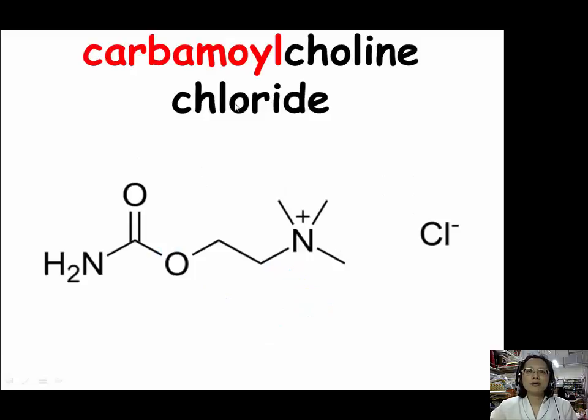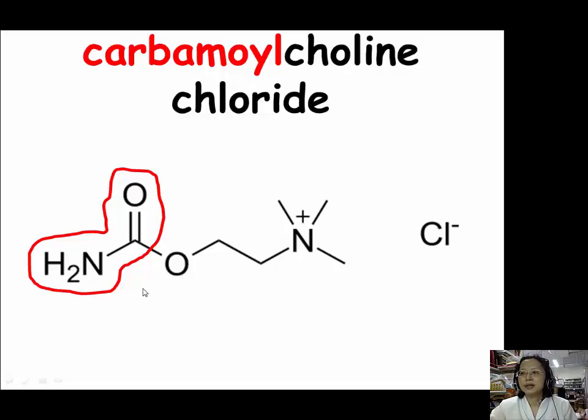Let's see our example. Our example for carbonyl is carbachol, carbonyl choline chloride. The structure is shown here, and the functional group is here. It is a cholinergic agonist that binds and activates the acetylcholine receptor. This is carbonyl choline chloride.